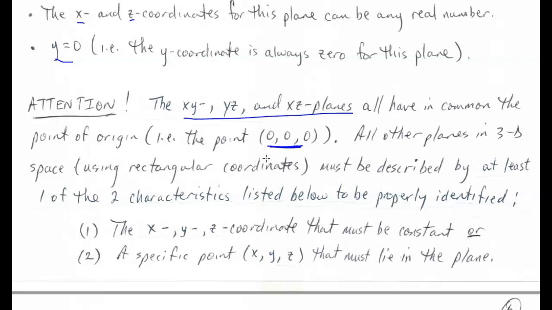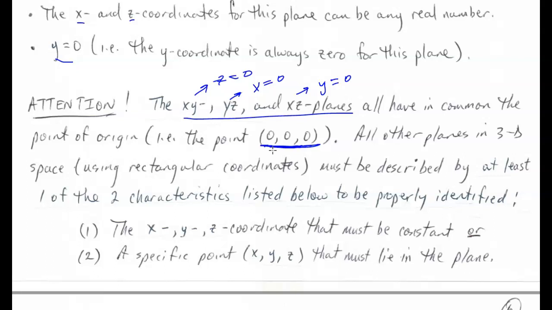Okay. Now, the reason why I mentioned that is because this is the reason why for the XY plane, Z has to be 0. And for the YZ plane, X has to be 0. And for the XZ plane, Y has to be 0. Part of the reason is it has all three of those planes share that same point.